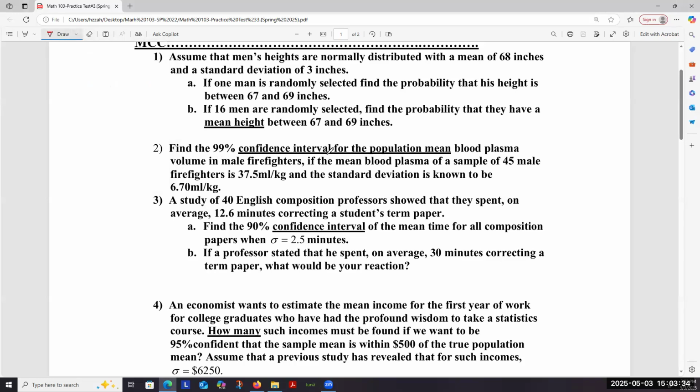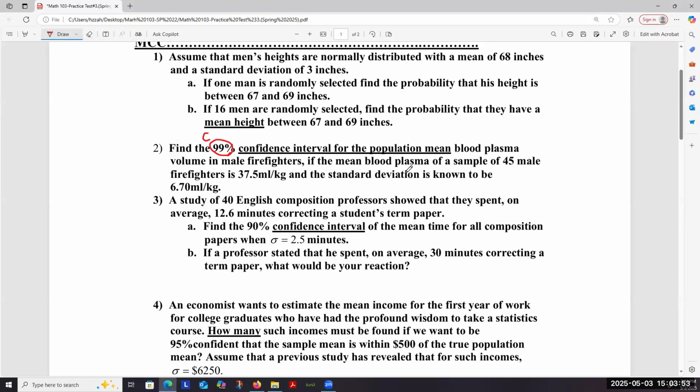Since it's a confidence interval, this 99% would be the confidence level. So this would be C, confidence level. Then the mean blood plasma volume in the male firefighters, we're going to check this, measure it.